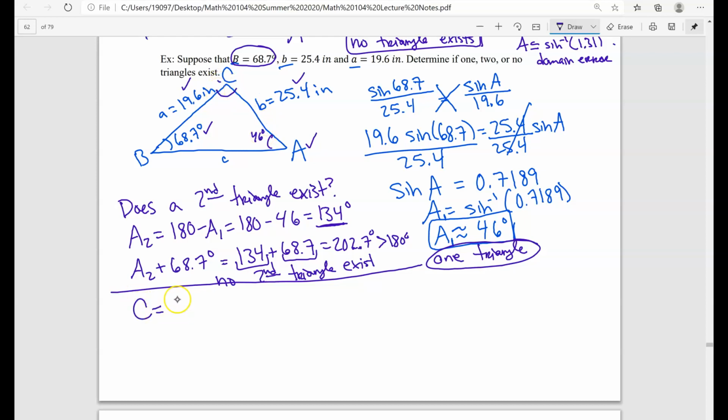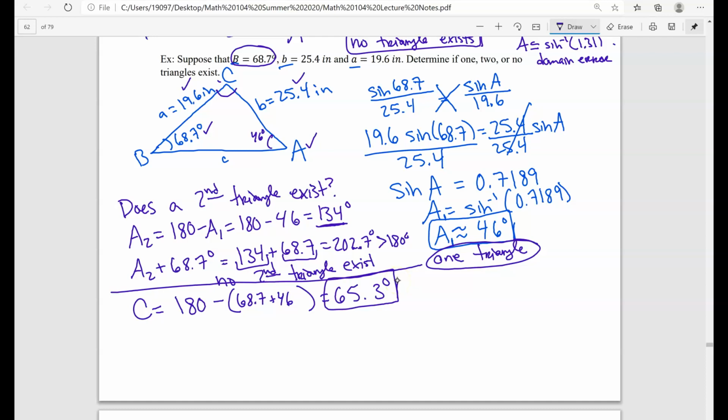So C is just basically taking 180 minus the sum of these two angles. So 68.7 plus 46. So I'm going to take 180 minus 68.7 and 46. And I got 65.3 degrees. So that's going to give me angle C.